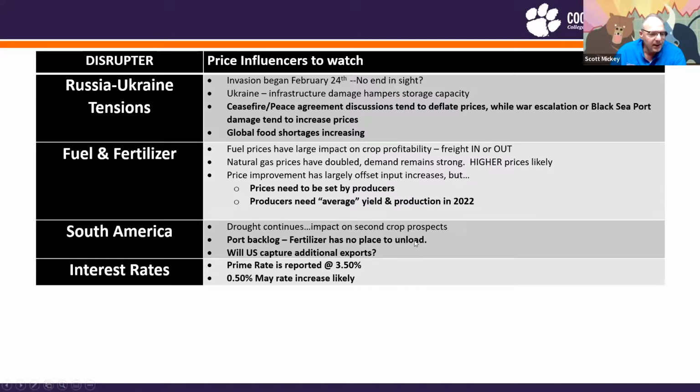And then coming back to the US, we did get a rate increase earlier this year. Prime rate is now 3.5%. And what I'm reading seems like likely that we're going to get another 0.5% increase in May. That's going to put us at 4%. I just did some quick math, and that's another $5,000 of interest expense on top of the 3.5% rate for every $1 million of operating money you might borrow. So interest rates are really going to play a factor in the profitability of our South Carolina farms this year.